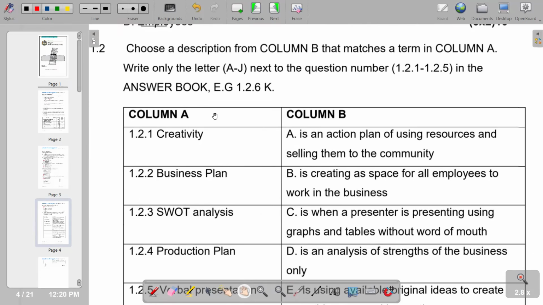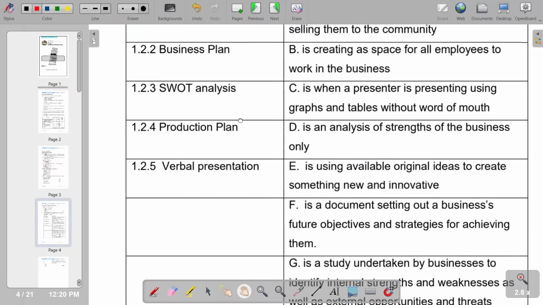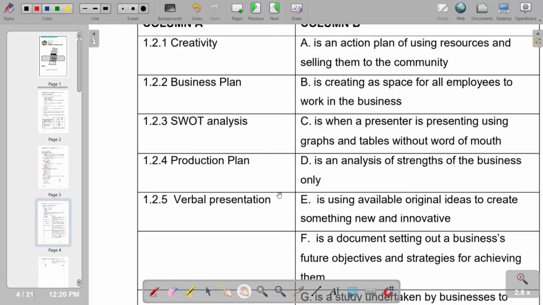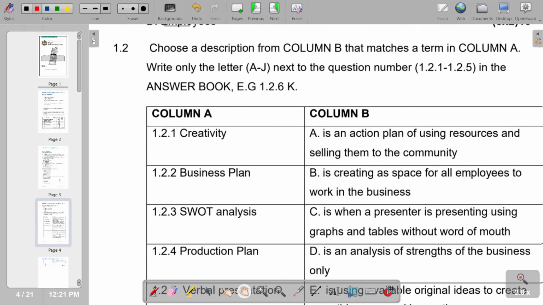So we check in column B which one matches creativity. Going down, we've got further responses. If you go to E, it is using available original ideas to create something new and innovative. So E is the correct response. So we have E.